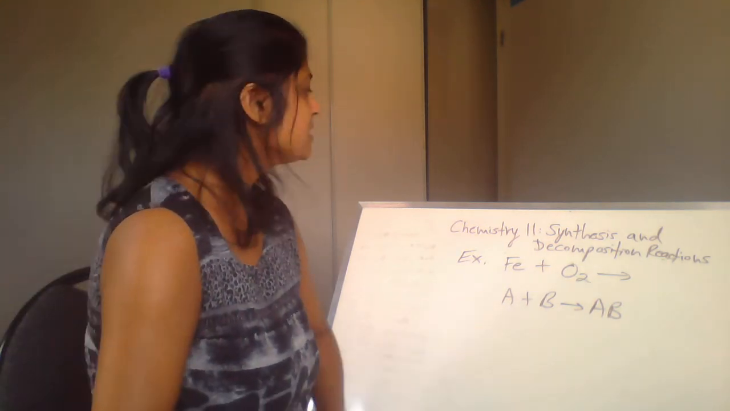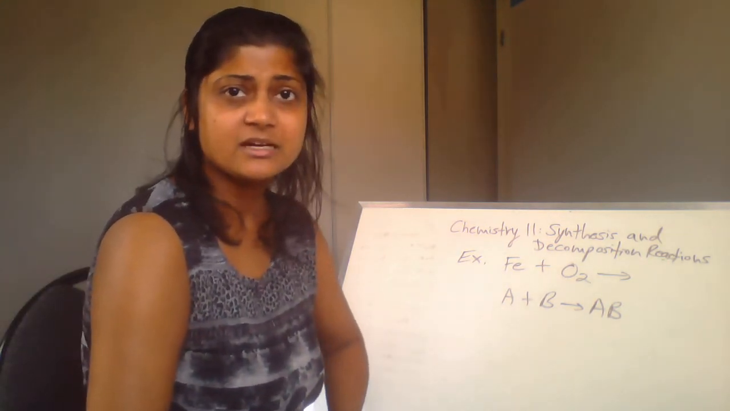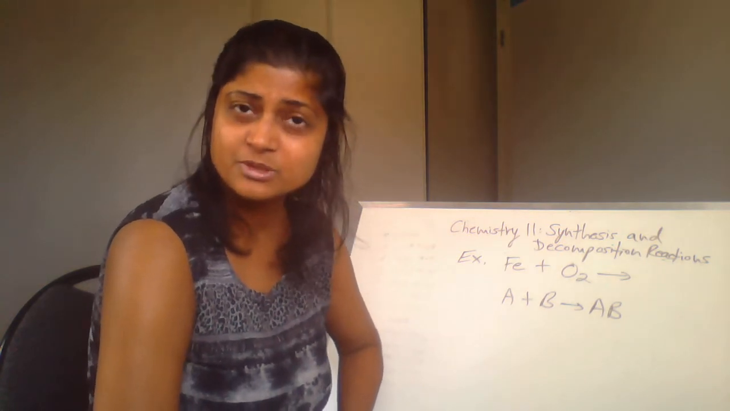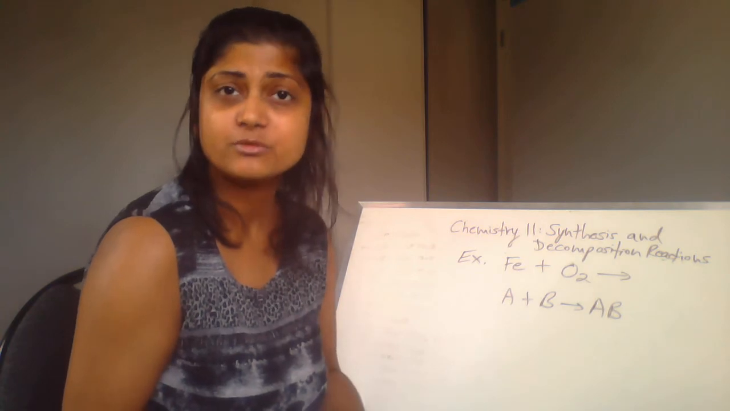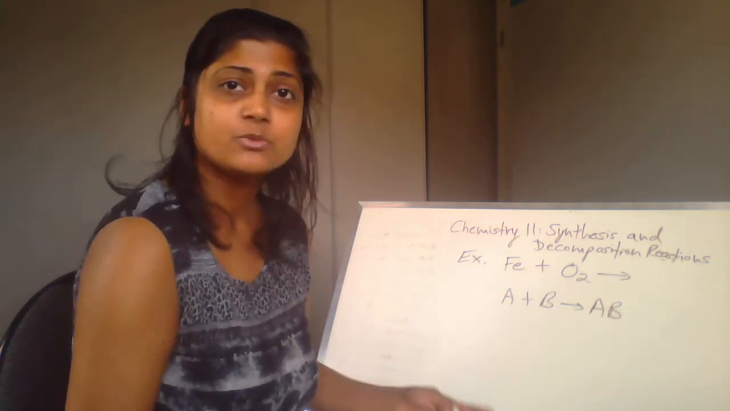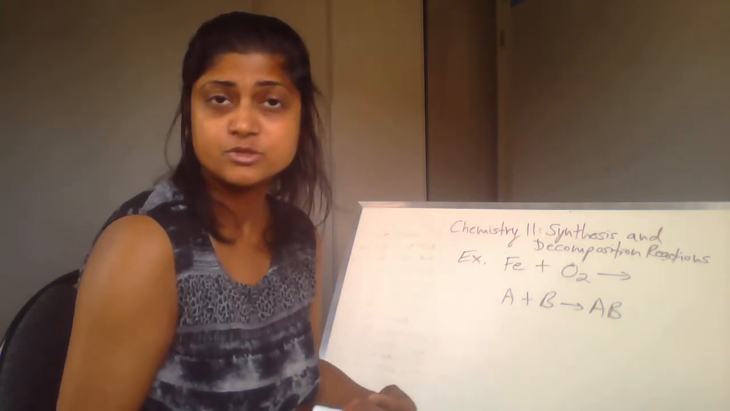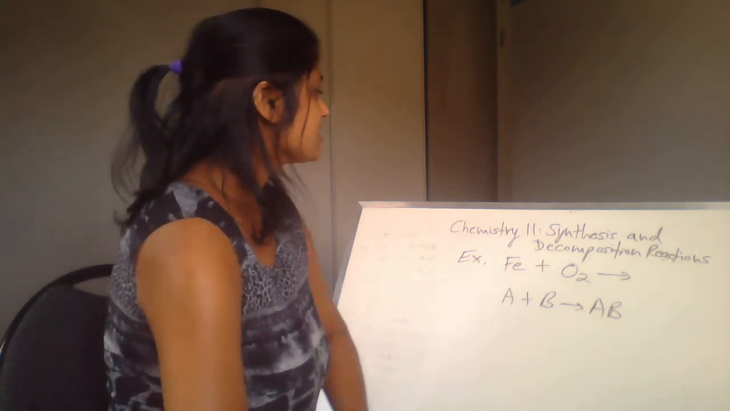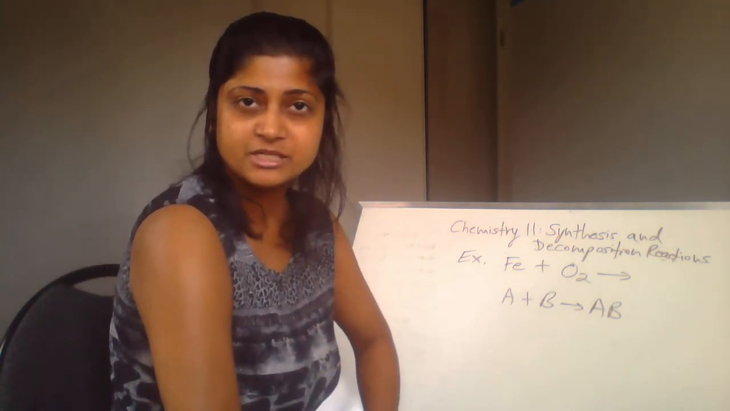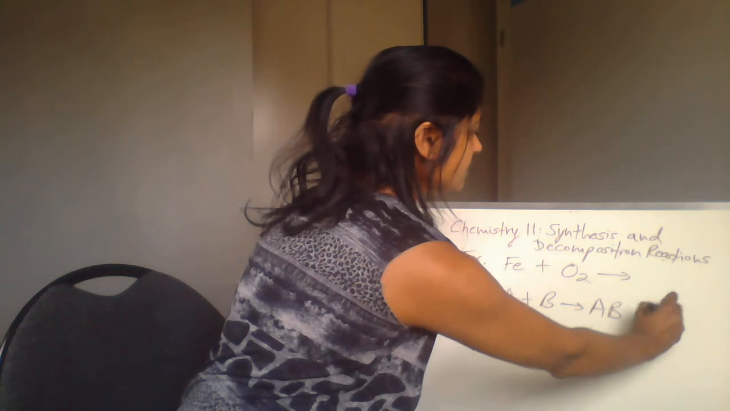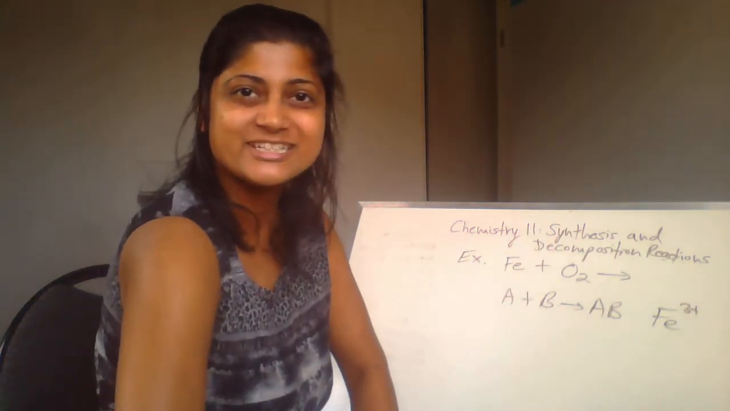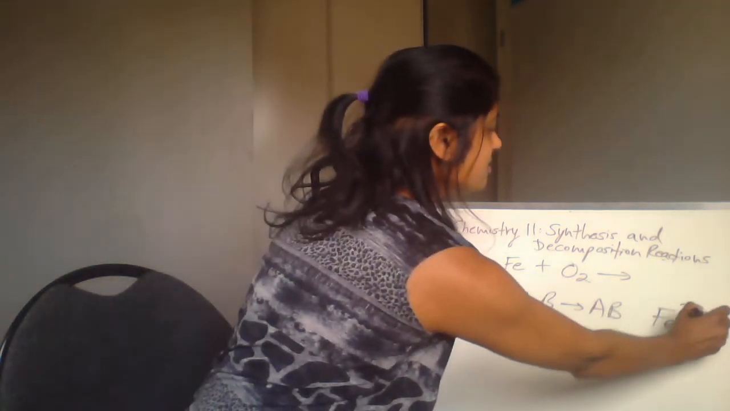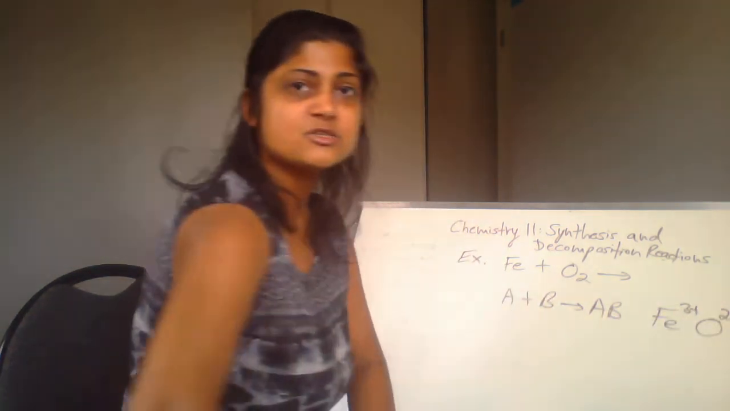Just applying the general formula here, let's look at the example that I wrote on the board. I have to remember that iron is a transition metal, so it has two charges. It has 2 plus and it can also be 3 plus. Usually the teacher will indicate which charge to use. In this case we're going to use Fe3 plus. I'm going to write it on the bottom here. The charge for iron is 3 plus and oxygen is always 2 minus.